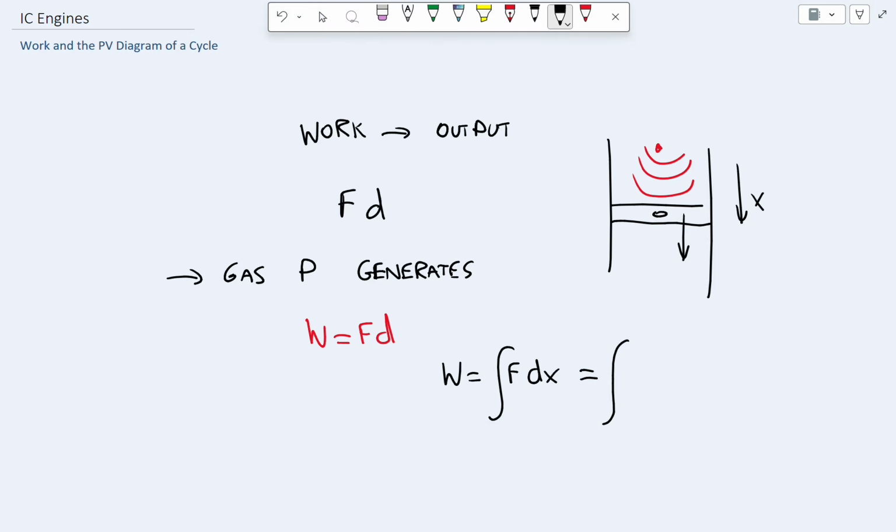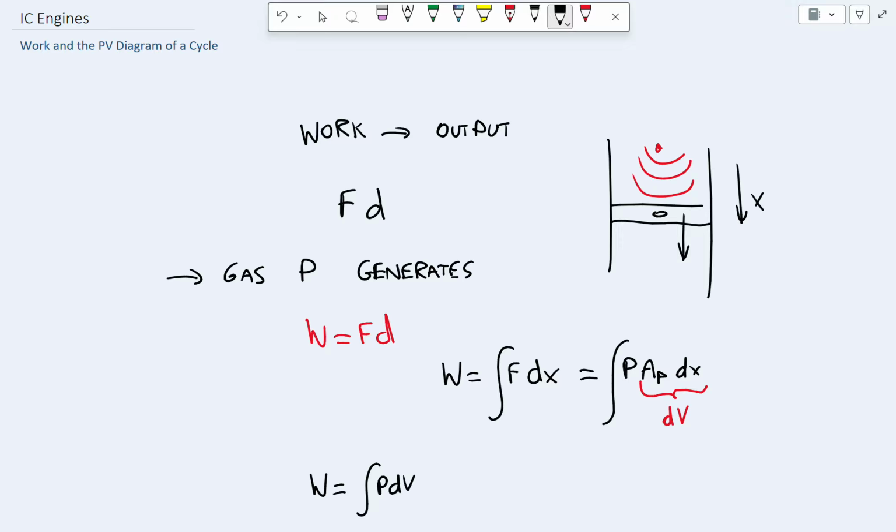So work is equal to the integral of f dx, and since force is equal to pressure times area, we can use the gas pressure to figure out what the work would be. We can write that work is equal to the integral of P times the area of the piston, A sub P, times dx. And we can recognize that the area of the piston multiplied by dx is the change in volume, or dV. So we can finally write that our work is equal to the integral of P dV.